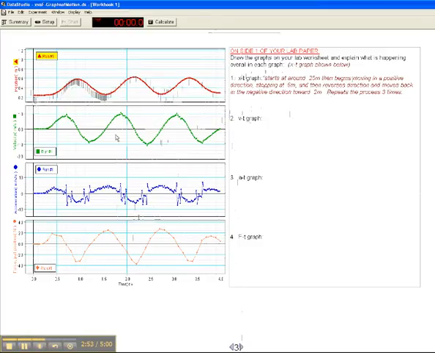What has happened in the velocity time graph, if you can take us through the same process, and the acceleration time graph, and of course the force time graph as well. Just explaining what these patterns mean.